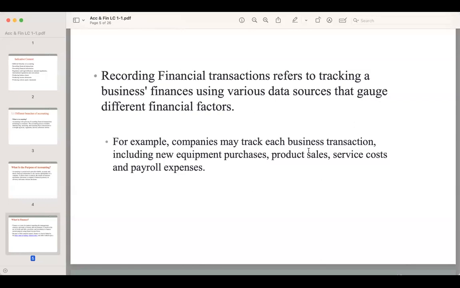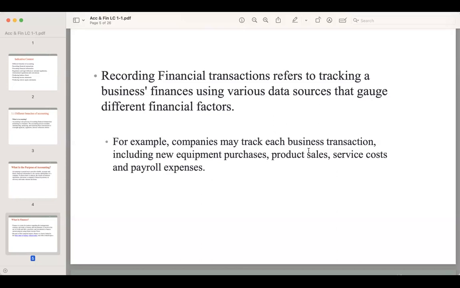Now we will talk about recording financial transactions, which involves documenting and organizing these activities in a systematic manner. This is typically done using accounting software or manual record keeping systems. The goal is to create a clear and accurate record of all the financial transactions that take place within the organization. By recording these transactions, companies can keep track of their income, expenses, and other financial aspects. This information is fundamental for understanding the financial health of the business, making informed decisions, and meeting regulatory requirements.